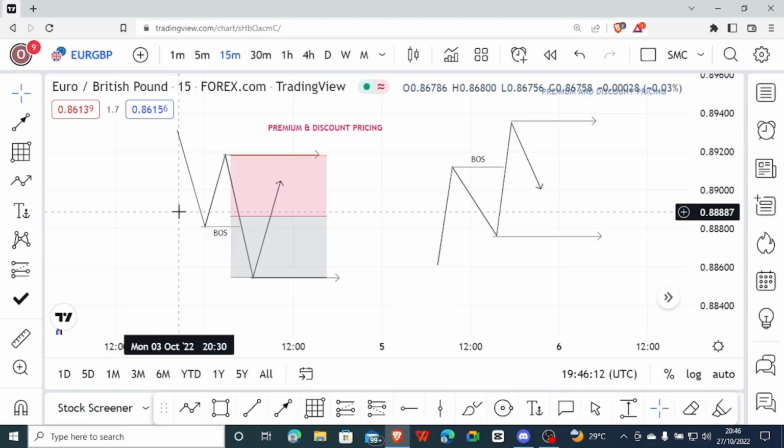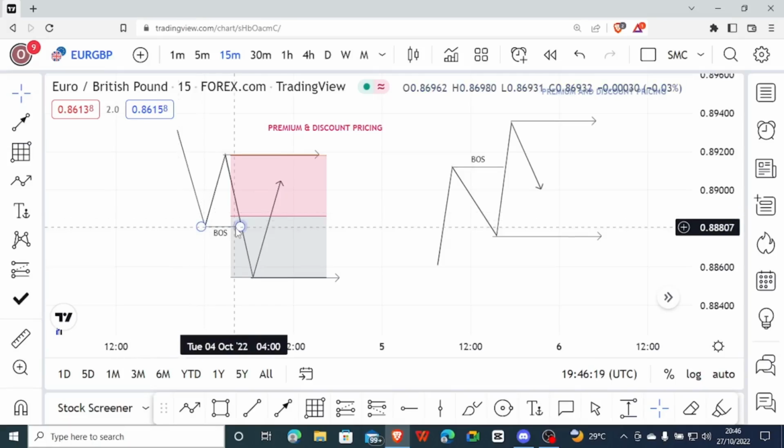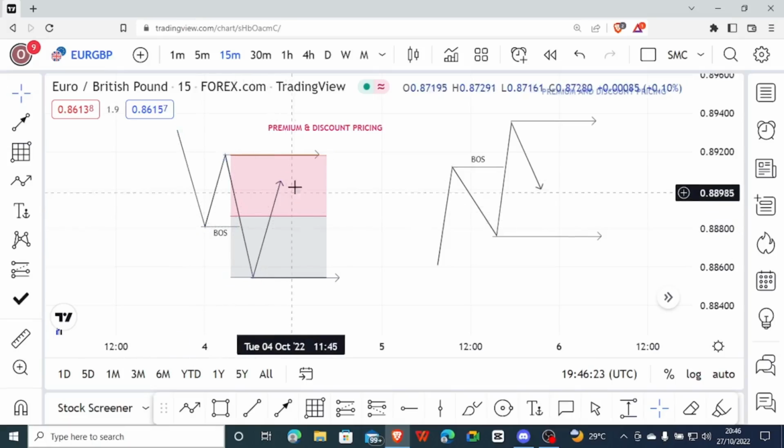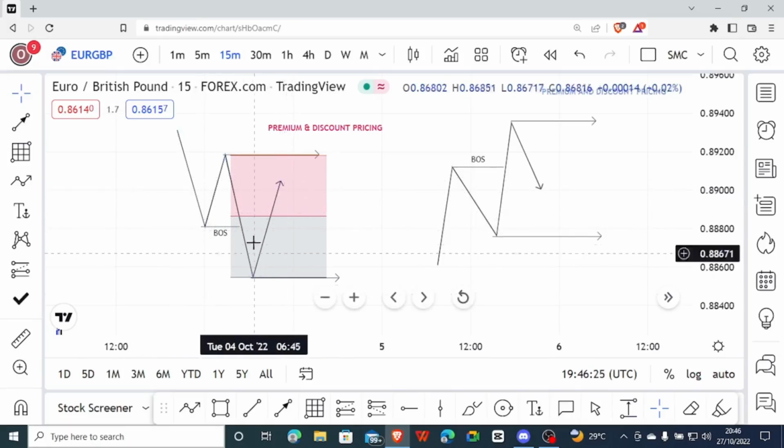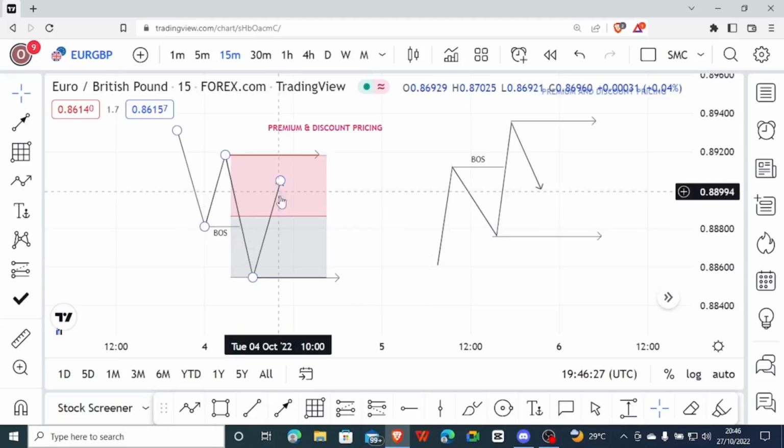Now the second reason is that it will help you to determine whether price has completed its full cycle of retracement before going down, in the case of this bearish structure, before going down to break structure.